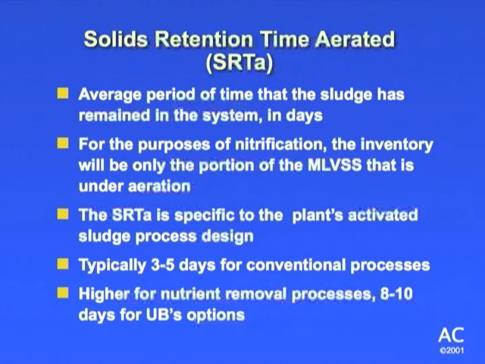Typically, for a lot of the conventional processes, it could be 3 to 5 days. There's some plants that only have like a 1 or 2 day SRT. So for nutrient removal processes, your SRT is going to be higher. And in this region, we're looking at, it could be high around 8, 9, 10, even into the low teens. And for Upper Blackstone, it's going to be 8 to 10, depending on which process you're using.